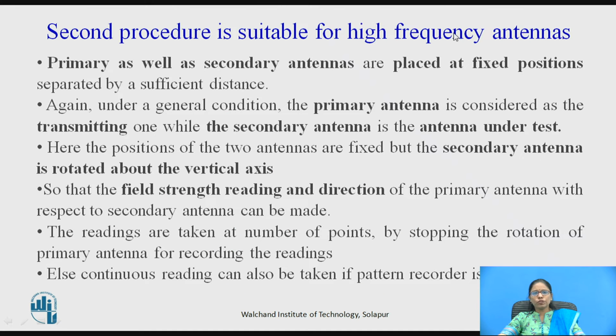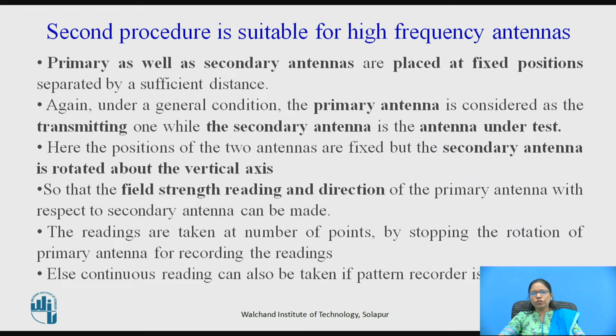The second procedure is used for high frequency antennas, where primary as well as secondary antennas are placed at fixed positions at a sufficient distance. Again, under the general conditions, the primary antenna is considered as the transmitting antenna, and the secondary is the antenna under test. Now the positions of the two antennas are fixed, but the secondary antenna is rotated along the vertical axis. And we measure the field strength again with respect to the primary antenna, and the readings are taken at a number of points by stopping the rotation for recording the readings.